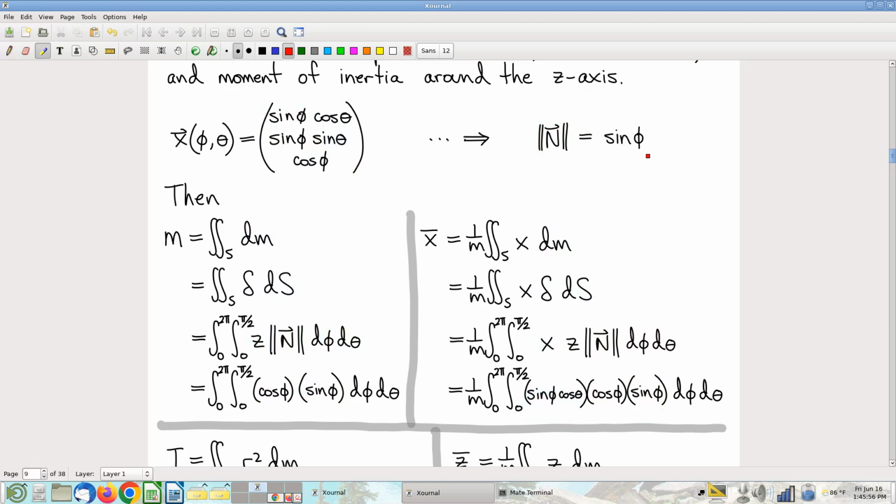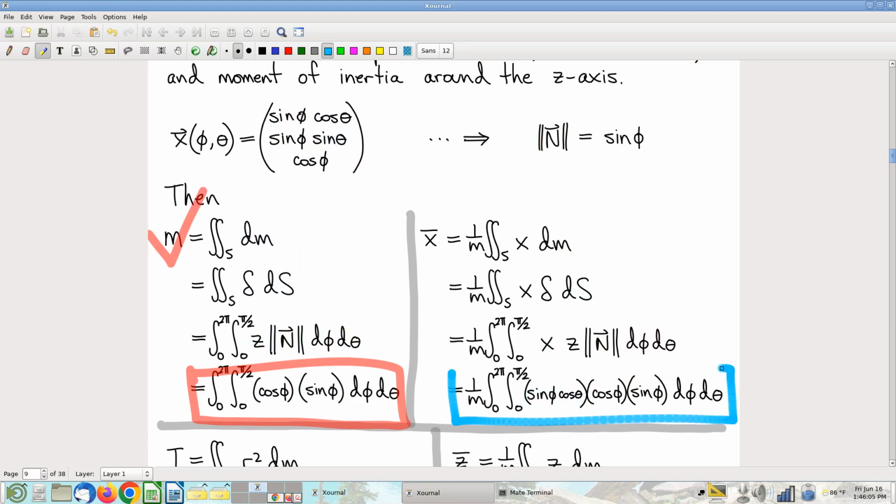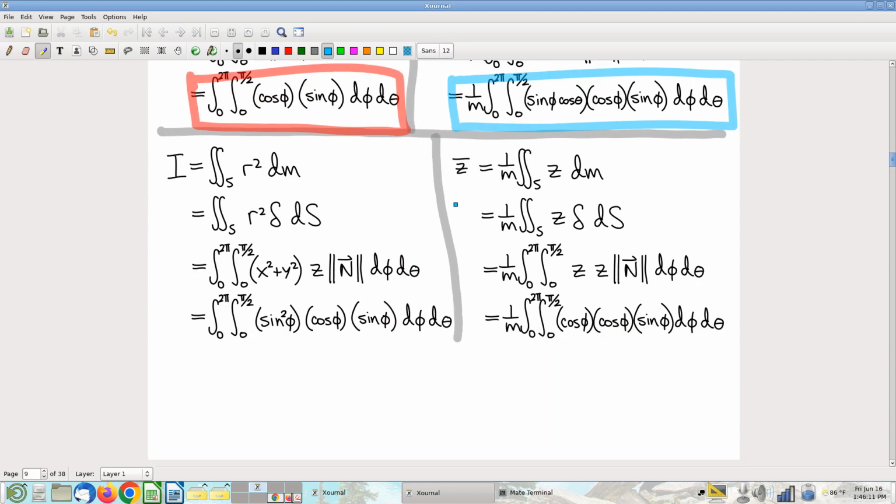So notice these, of course, are different pullback integrals. Here's the pullback integral to compute mass, and then here is the pullback integral to compute the x-coordinate of the centroid, and then likewise for other coordinates, and likewise for the moment of inertia. It's all kind of the same sort of thing.